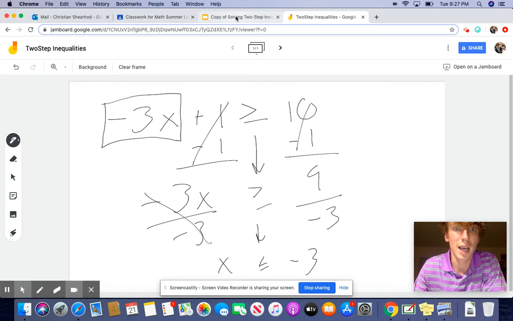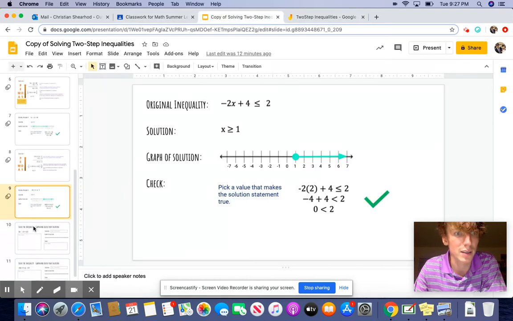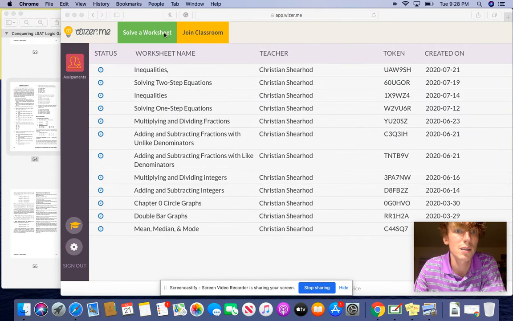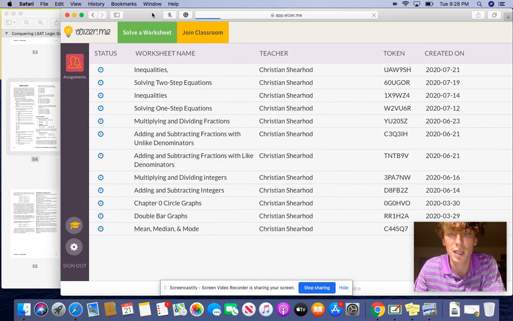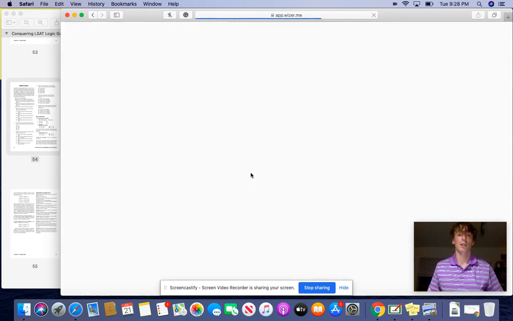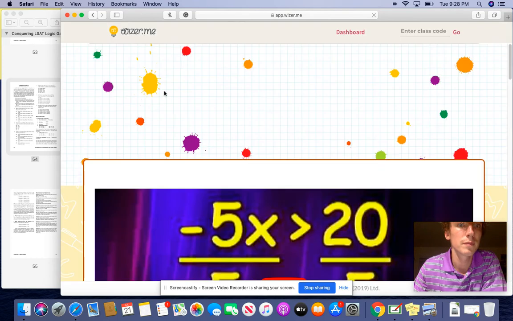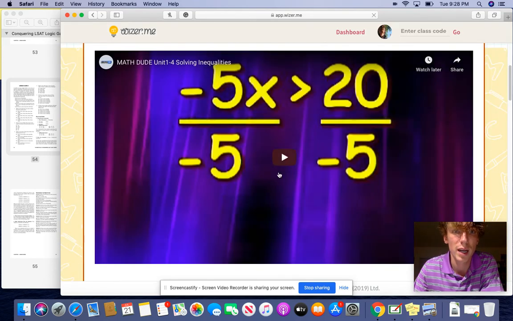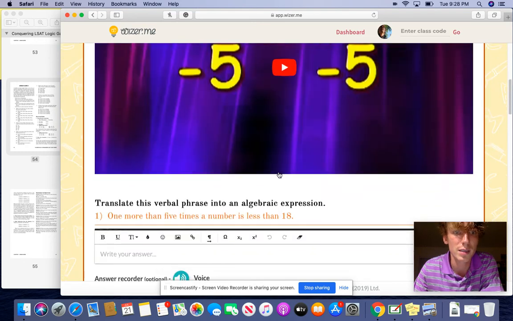Let's see if they have anything else super spectacular here in the notes. Doesn't really look like it. Let's take a look at our wizard assignment. I think there could have been some stuff in there that was slightly confusing. Let's just take a quick look. We've got a video reminding you about inequalities.